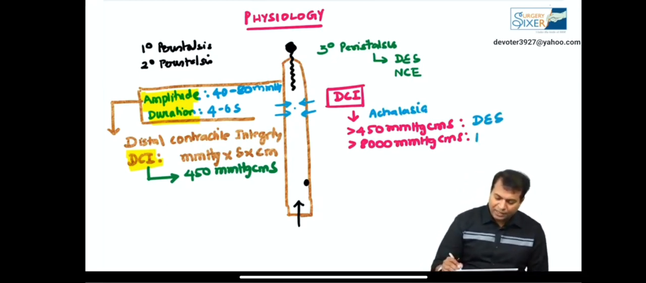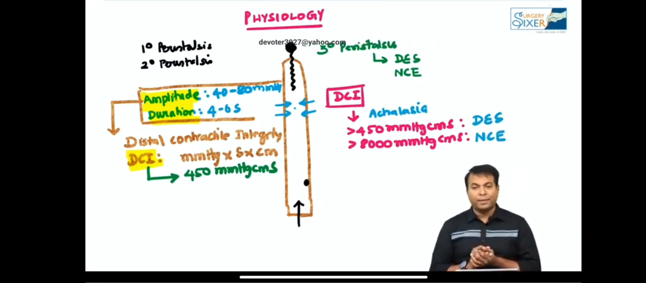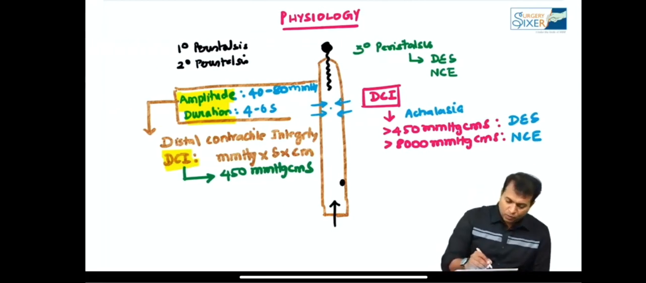It is more than 8000 in nutcracker esophagus. Okay, so please don't forget the DCI values.